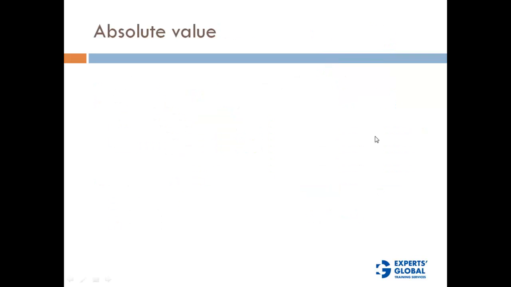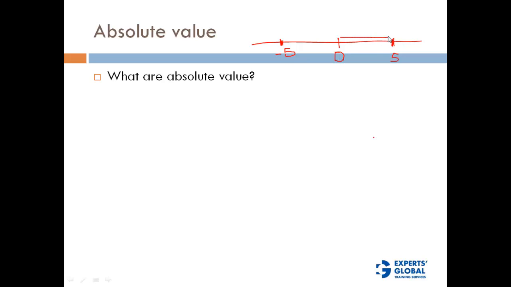The next concept is absolute value. Now what are absolute values? So absolute value is basically the distance of a particular number from 0. So let's say, for example, you have this number line, 0, we have a value here called 5, right, and another value here called -5. These are two different numbers, but you will know that both of them are equally far from 0, right? So such kind of things we represent using an absolute value.